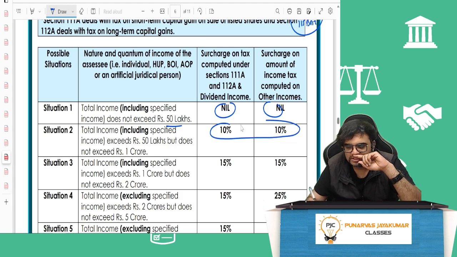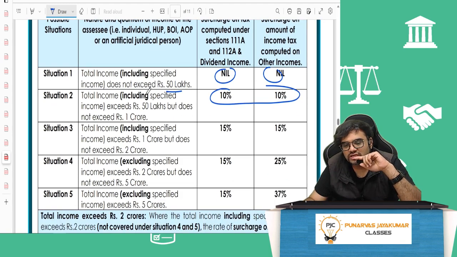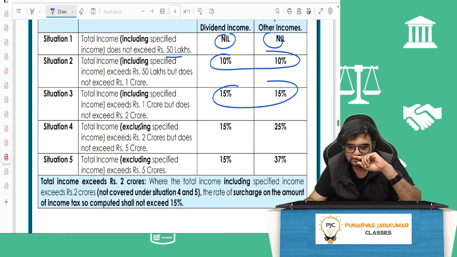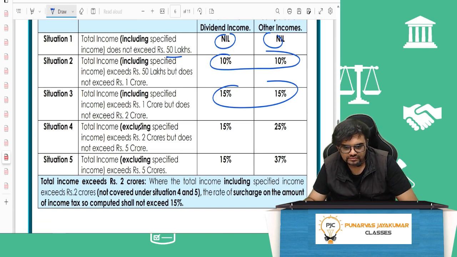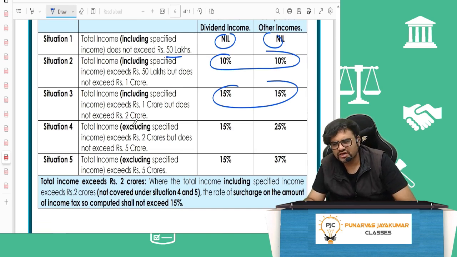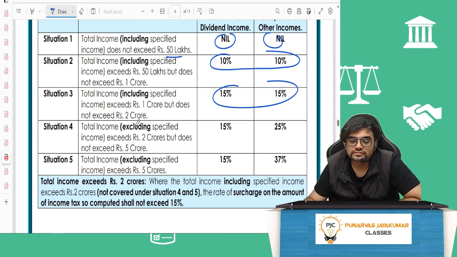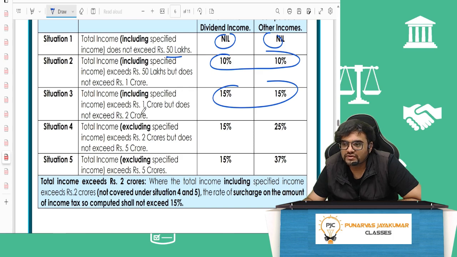Total income including specified income exceeding 50 lakh but does not exceed 1 crore: on full, surcharge 10%, no change. Total income including specified income exceeds 1 crore but does not exceed 2 crore: 15%, no change. Specified income means that only. Total income excluding the specified income means what? Excluding dividend income, excluding 111A, excluding 112A.